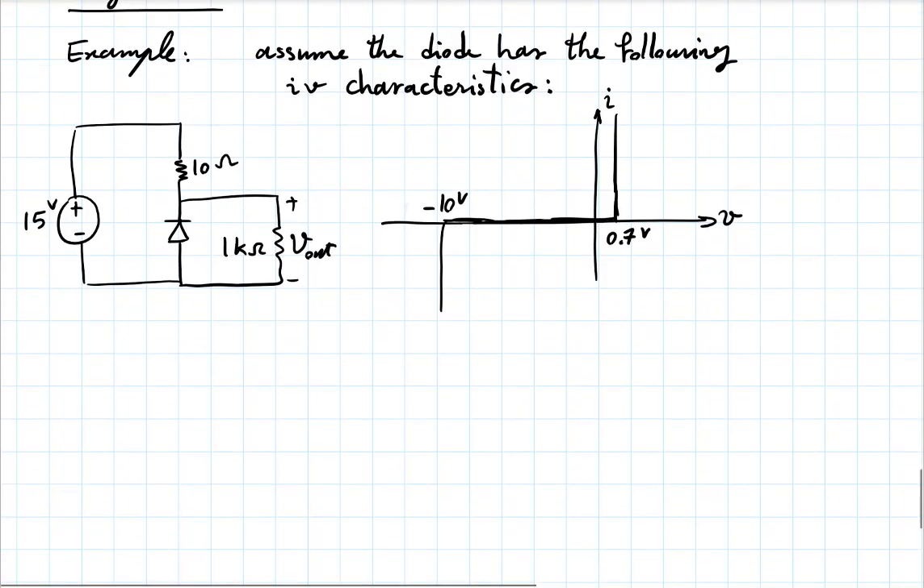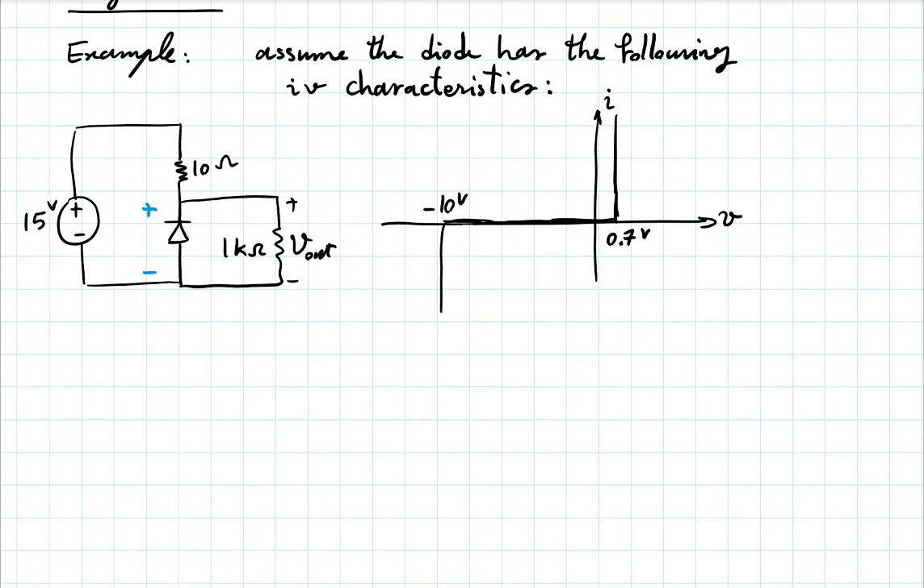Let's try that. So if it's minus 10 volts, it means we have 10 volts like this. Then what is the voltage across the resistor? By KVL, that's 5 volts. So here I have 0.5 amps. My V out, which is the same as the diode voltage, is 10 volts. And so here I have 10 milliamps. And what is the diode current? By KCL here is 0.510 amp.